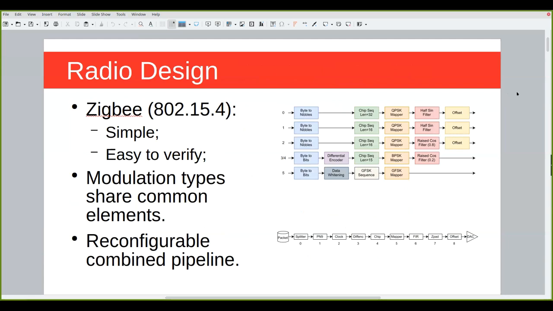Here we discuss the radio hardware design. There are many different radio standards you could choose from, such as Wi-Fi, 4G or 5G, etc. For this work, Zigbee was chosen because it is a simple standard that is open and is easy to verify using existing tools like MATLAB. Also, Zigbee has many different physical layer designs depending on the use case. Zigbee is widely used in many Internet of Things applications and forms the basis for high-level specifications like Thread.